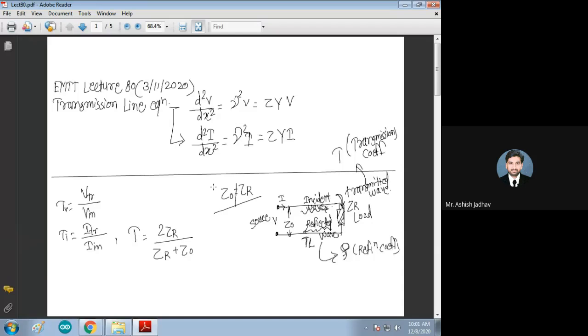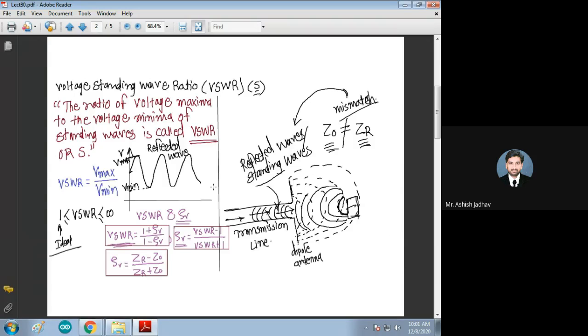This is what I think we have revised. Voltage standing wave ratio, right? So voltage standing wave ratio is the ratio of voltage maxima to the voltage minima of standing waves. I told you when the wave is reflected back, it sets up the reflected waves, and for that wave, whatever is the maximum voltage and minimum voltage, if we take the ratio of that, we will get the VSWR, and ideally its value is 1, right? Practically we get the value from 1 to infinity.